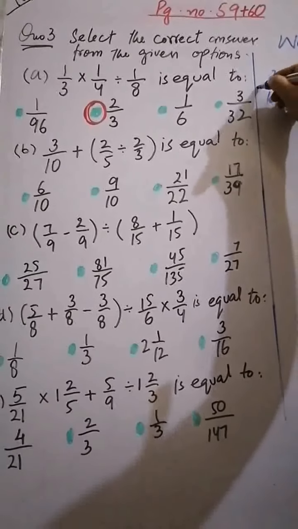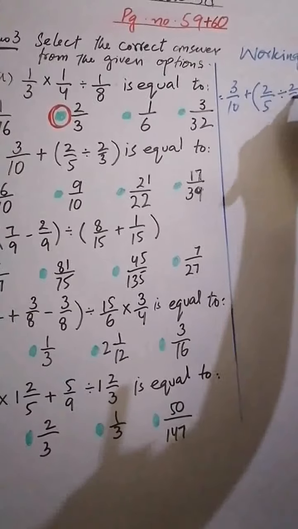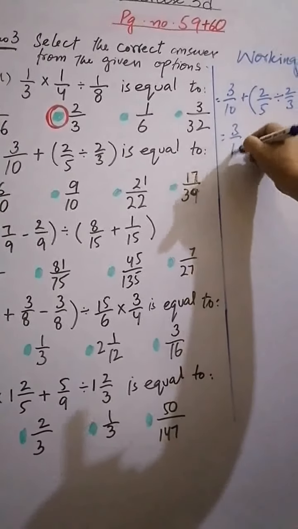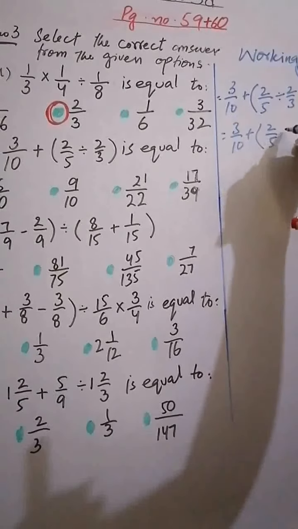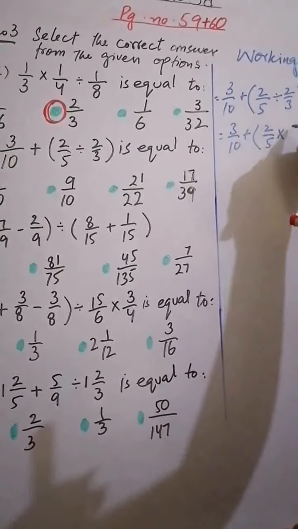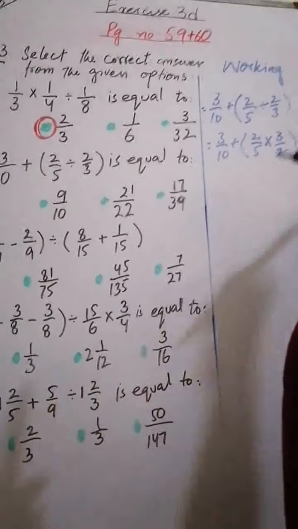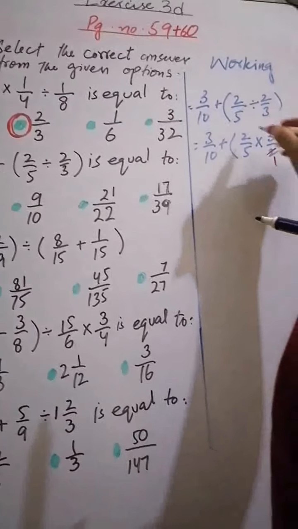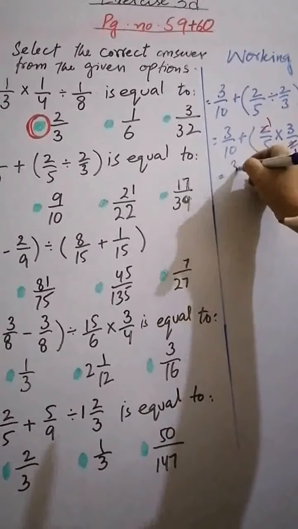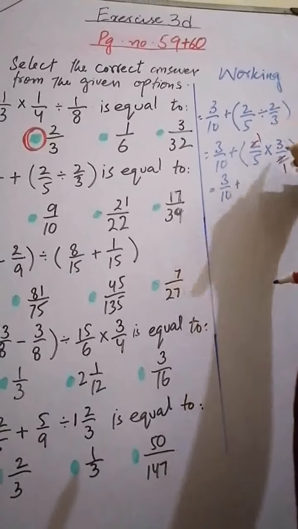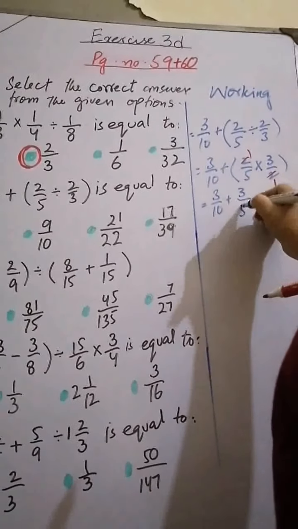by 10 plus, and we have a bracket 2 by 5 divided by 2 by 3. So 3 by 10 plus, the bracket we will solve first. It's 2 by 5. Divide will be changed into multiplication. So 2 by 3 reciprocal is 3 by 2. Right? So is cutting possible? So it's 2 ones are 2, 2 ones are 2, 3 and 5 cutting is not possible, so we leave it. So 3 by 10 over here, 1 3 is 3 and 5 ones are 5.